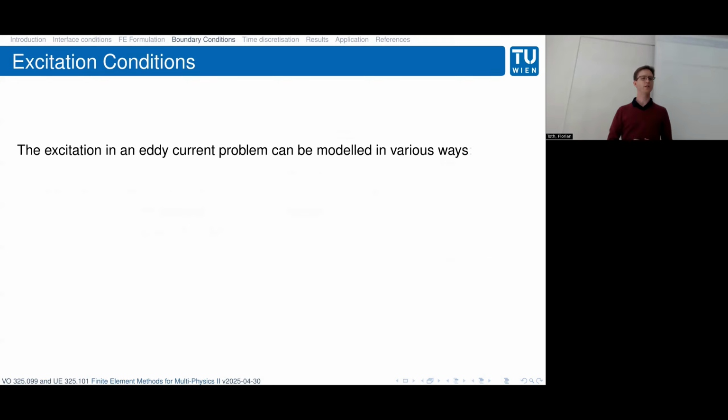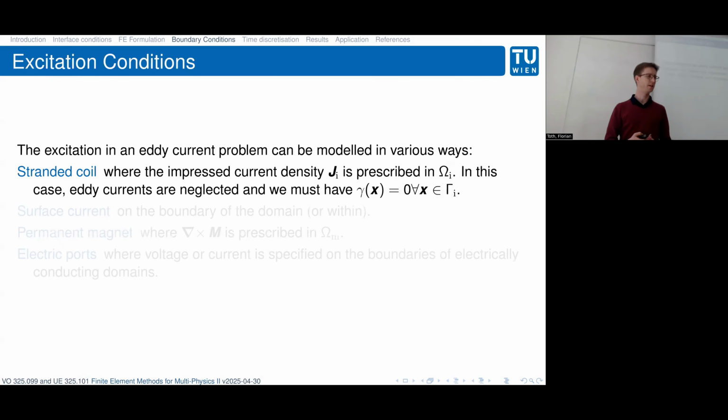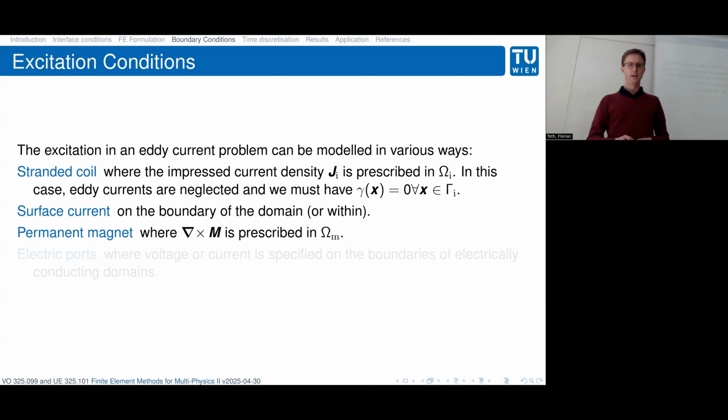So now we have boundary conditions. Of course, we also need excitation conditions. And in general, this can be done in several ways for the eddy current problem. The most important is perhaps a standard stranded coil, where we know the impressed current density in some region omega I. And due to this, eddy currents will be introduced somewhere else in the domain, but not in the impressed current region, where we have to set a 0 conductivity. Otherwise, we would introduce unphysical eddy currents there.